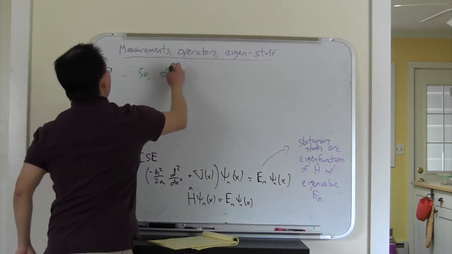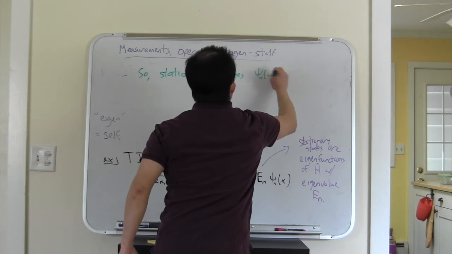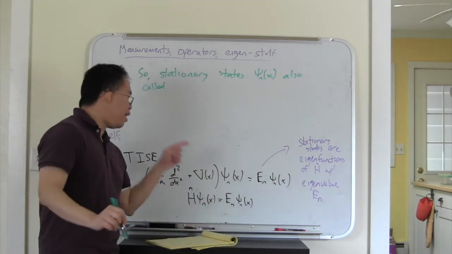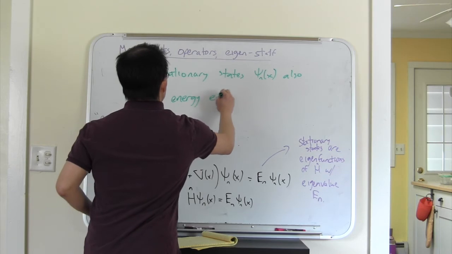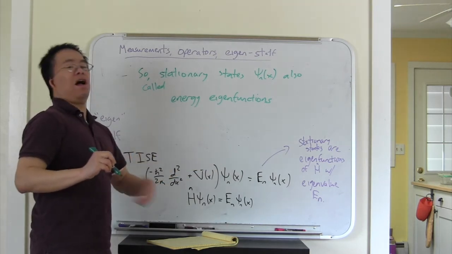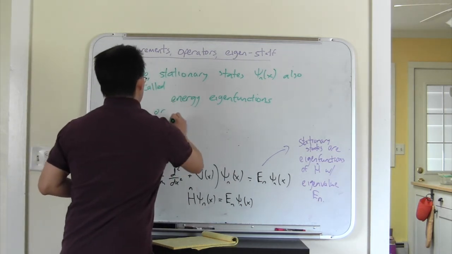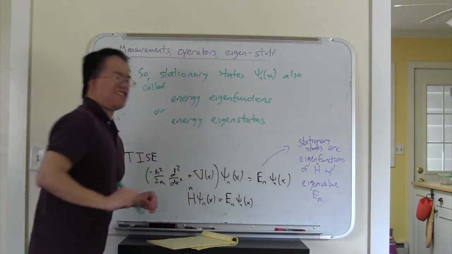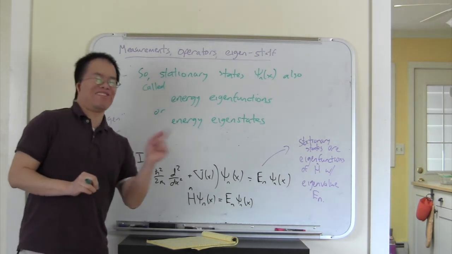So stationary states psi n of x are called energy eigenfunctions because the Hamiltonian is the energy operator. And that's the language that Townsend uses. I will often call them, and I think you'll find more in 421, you also use the language energy eigenstates. And I have a little surprise for you at the end of today's class about energy eigenstates. So stay tuned.